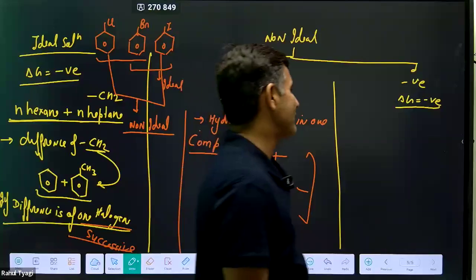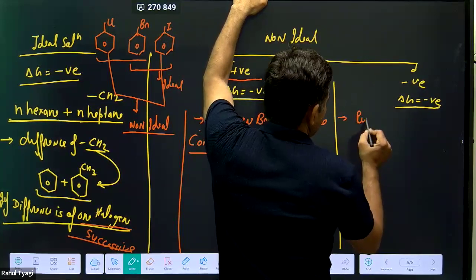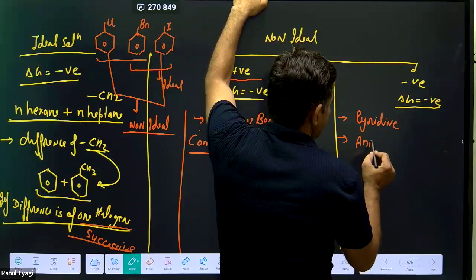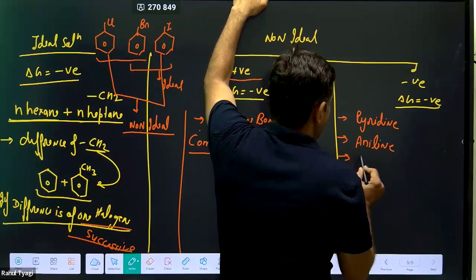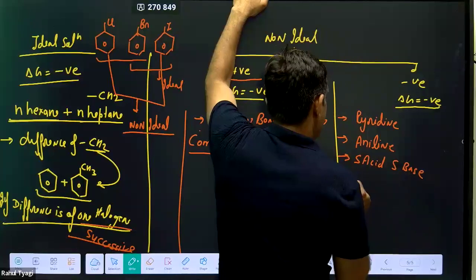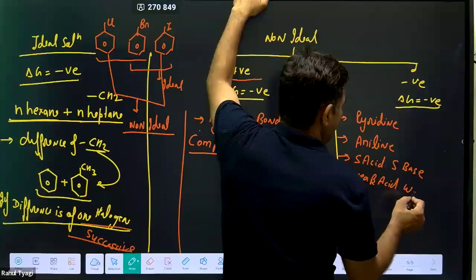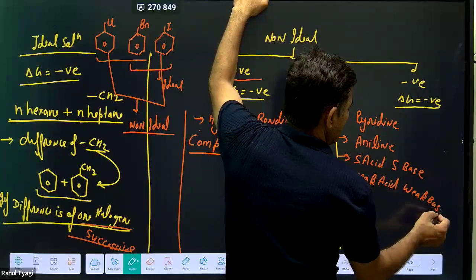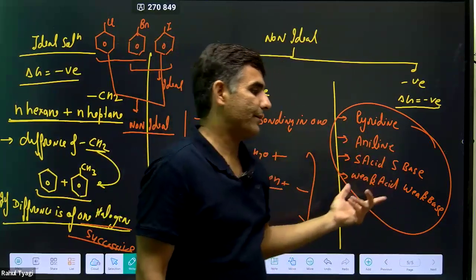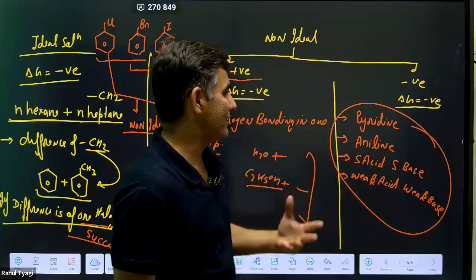Let's understand the negative deviation. If there is pyridine, aniline, strong acid, strong base, weak acid, weak base, if anything like this is found in any pair, blindly you can say it's a negative deviation.